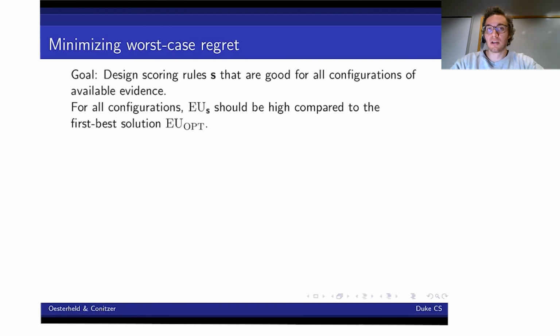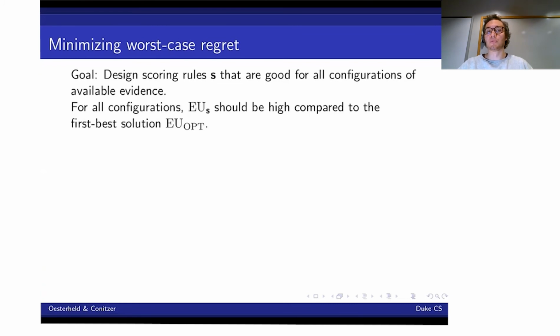Now, of course, if a scoring rule is supposed to always be good, then we have this problem that there are always configurations of available evidence where the expected utility is just always 0, because, for example, all evidence that the experts could acquire is very expensive, and then the optimal utility that one could obtain with any scoring rule is 0.